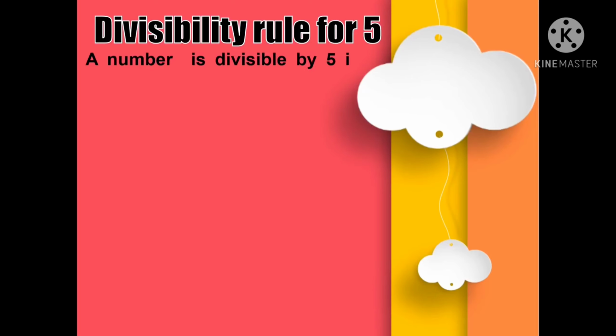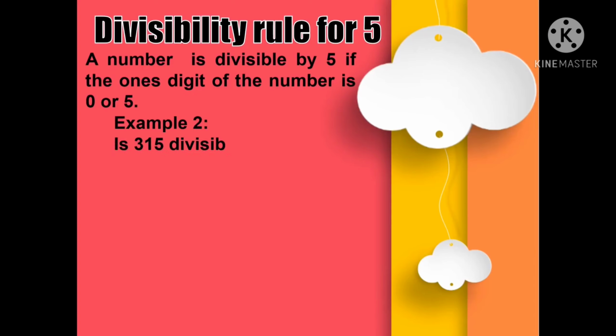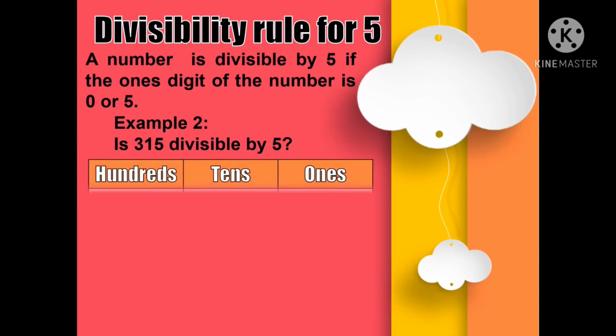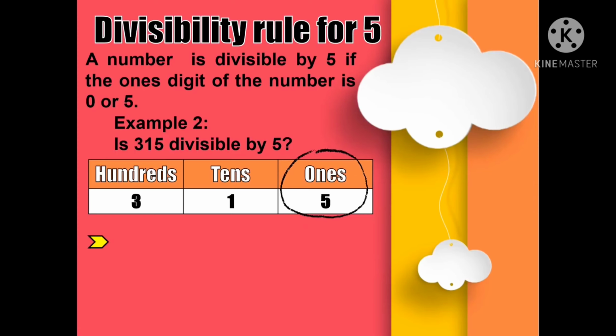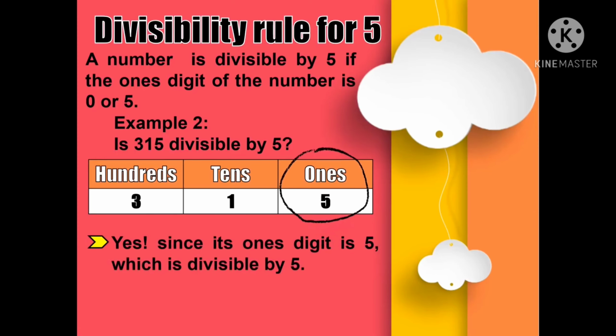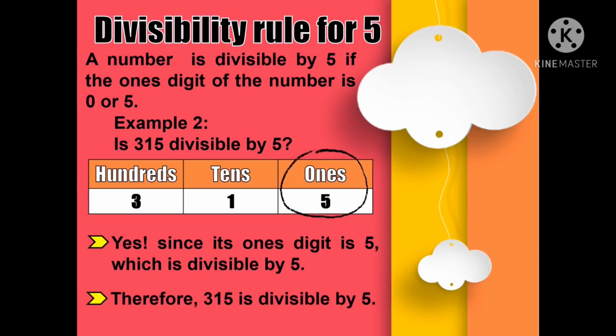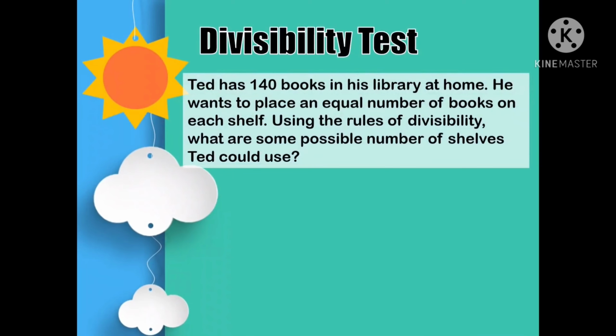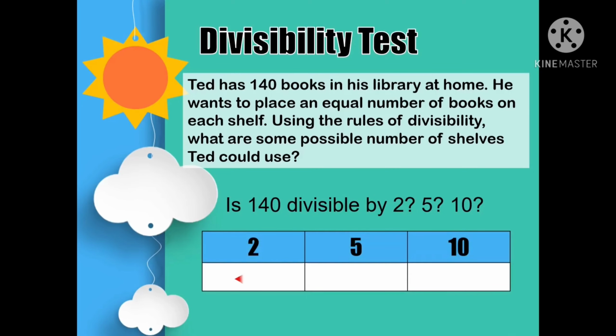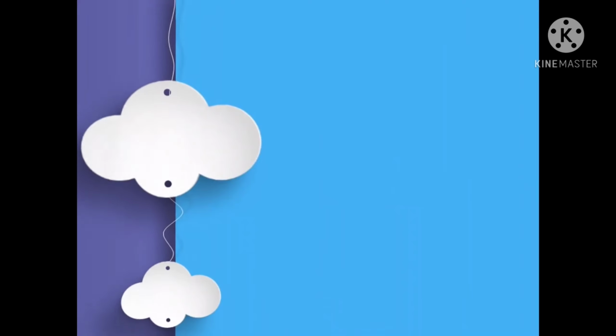Another one. Again, please remember the divisibility rule for 5. Is 315 divisible by 5? What do you think? So the ones digit now is 5. That means 315 is divisible by 5. Congratulations! Let's go back to the divisibility test. We are done with 2 and now with 5. So we all know now that 140 is divisible by 5. So let's proceed to the divisibility rule for 10.